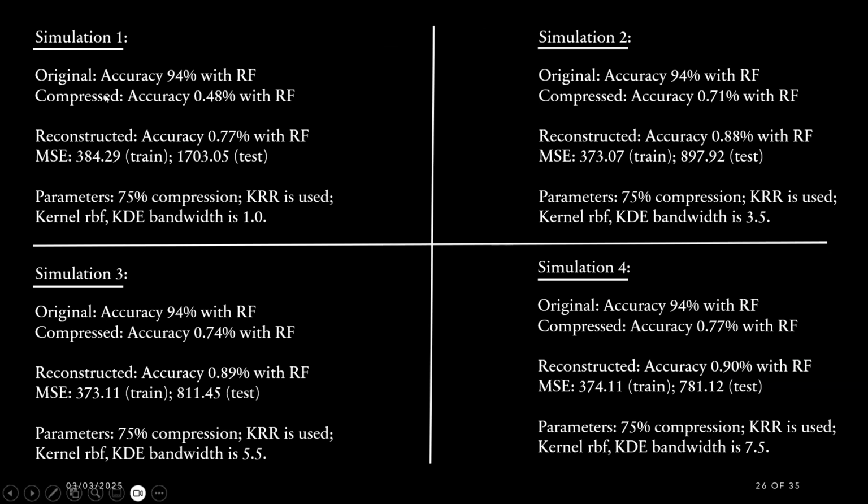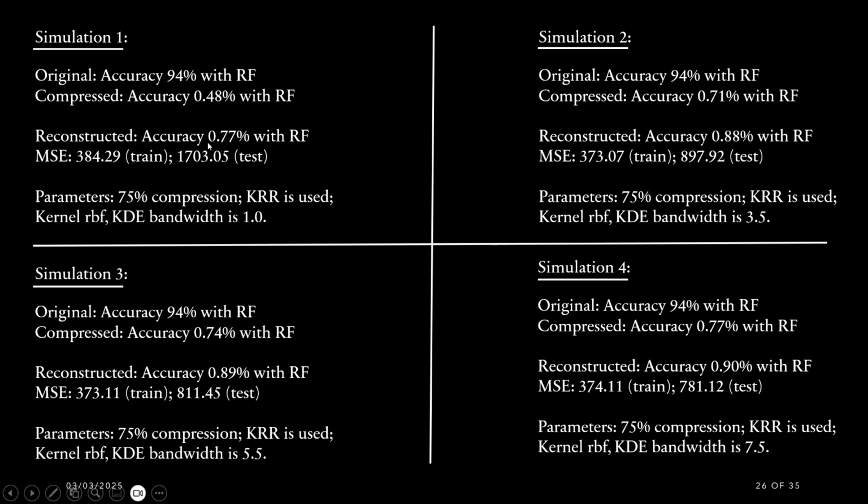I don't know whether I need to go through each one of them, but you can see the compression accuracy is 48%. And here the simulation compression is 0.7%, 71 accuracy. But this is with the KDE with a bandwidth of 1.0. This is a bandwidth of 3.5, this is a bandwidth of 5.5, and this is a bandwidth of 7.5. So those are the differences. But you can see the compressed accuracy also increasing: 48, 71, 74, and 77.